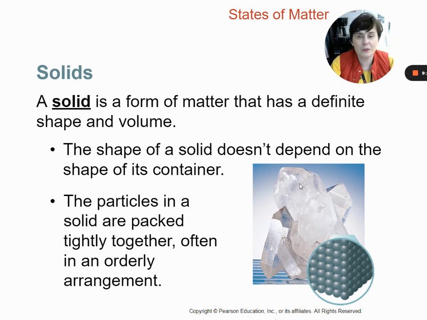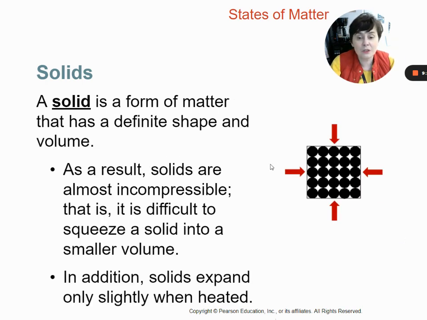The shape of a solid doesn't depend on the shape of its container because it's already fixed. These particles are packed tightly together, often in an orderly arrangement. But one of the first things we find out is these particles are moving. Maybe just jiggling back and forth in place, even with a solid. As a result, since these particles are kind of fixed in place, solids are almost incompressible. You can't squeeze a solid into a smaller volume.